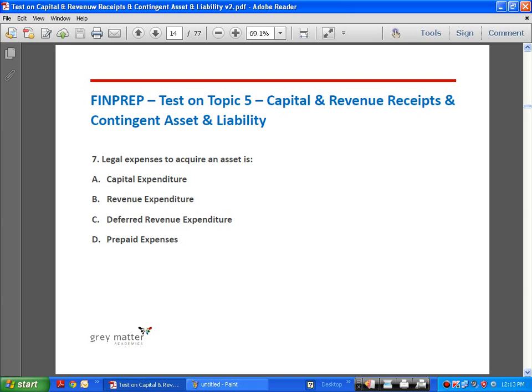Legal expenses to acquire an asset. For example, when we purchase land, we need to get the title cleared, and we might need to get the services of a lawyer. Such expenses that are incurred in order to acquire an asset are capital expenditure, and it is to be added to the cost of the asset.